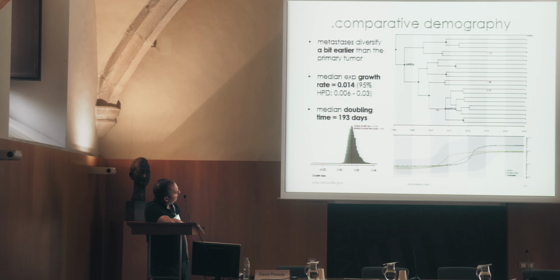We can infer the demography with all these methods also, that there was a steady stage, then growth, and then a steady stage. In fact, the metastases diverge faster than the primary tumor, which is not surprising because these cells have more mobility, right? So I'm going very fast, so you can ask me. But this is in bioRxiv also, this paper.